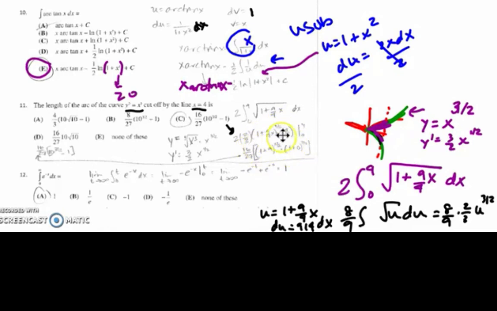Notice that from this step to this step, I multiplied through the 2 times the 2/3 times the 4 ninths. And I got 4 times 4 is 16 over 27. That's right here. So then I end up with 16 over 27 times 10 to the 3 halves minus 1 to the 3 halves. So that's this. And it looks like that exactly matches choice C.